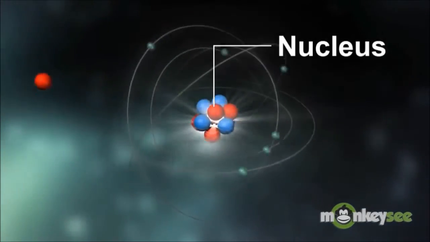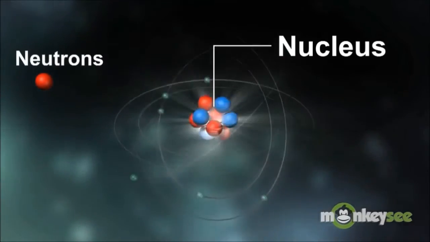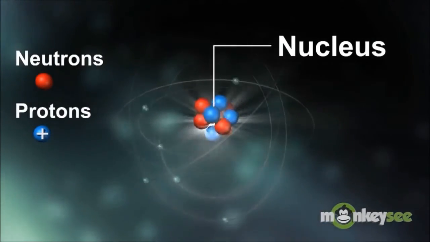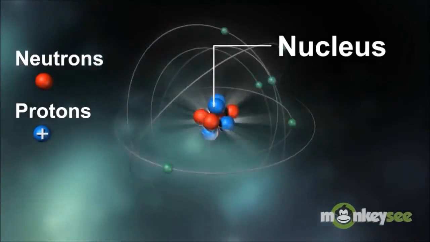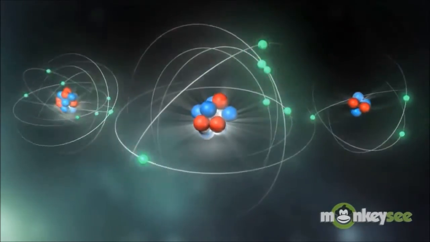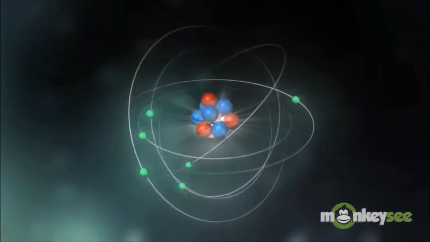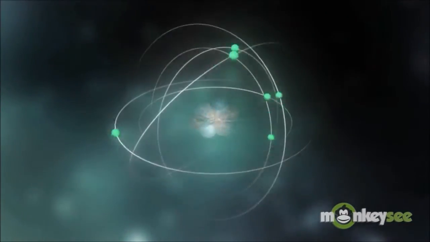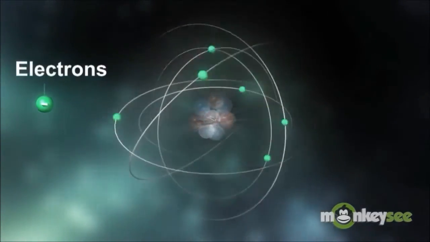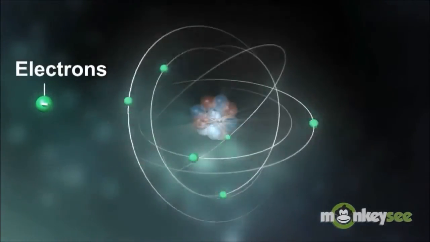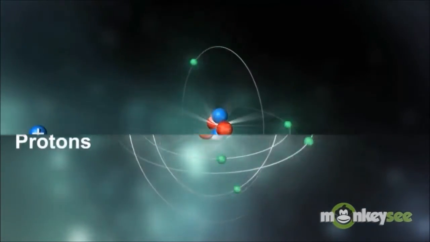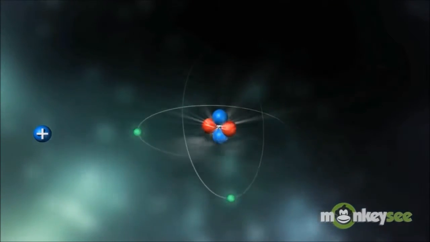Each atom contains neutrons, which are neutral, and protons, which are positively charged. The proton number in an element determines the element's physical properties. There are no two elements with the same number of protons. The electrons, which are negatively charged particles, orbit around the nucleus. Electrons and protons attract each other, therefore an atom has the same number of protons and electrons.